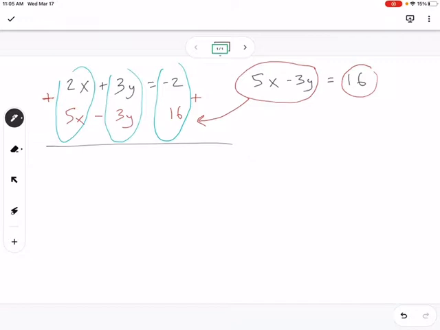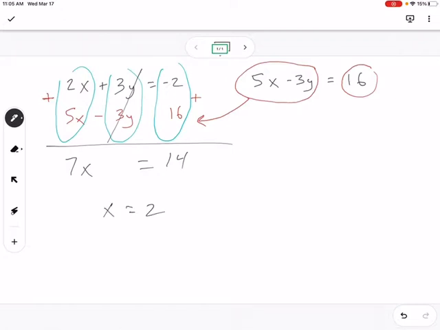If you add 2x plus 5x, you get 7x. And this was set up nicely so that if we add 3y and negative 3y, they cancel each other out. So these go away, and that's the whole point. All of these methods are trying to go from two equations with two variables down to one equation with one variable. And on the other side, we have 14. So therefore, x equals 2.